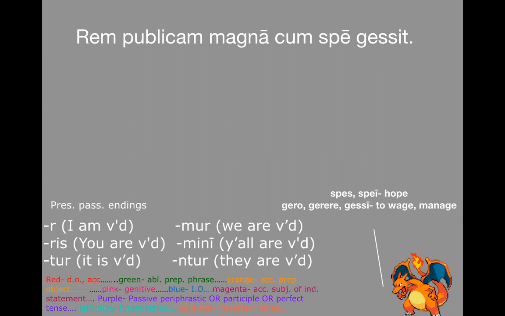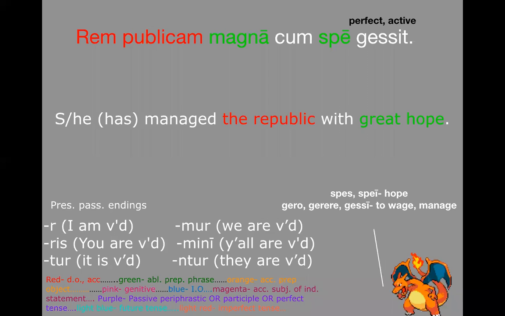We have a dropped subject, right? Gessit at the end is third singular, but nothing is nominative, so we're going to use he or she or it. Gessit might also have thrown you off. It's from gero, gerere, to wage. So it's like he or she waged. Oh wait, okay, it'd be waged if the direct object was war, but that doesn't make sense. So let's use manage. He or she managed the republic. Rem publicam, you could literally translate it as a public thing, but it's just republic. Republic is what would be understood as the meaning for a Roman person.